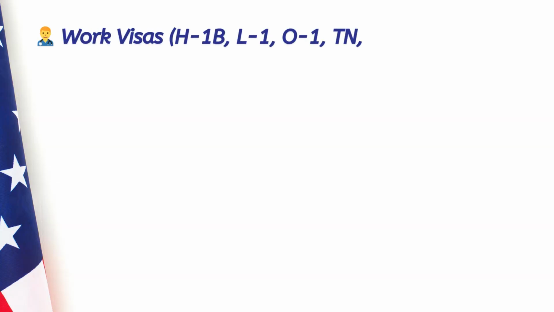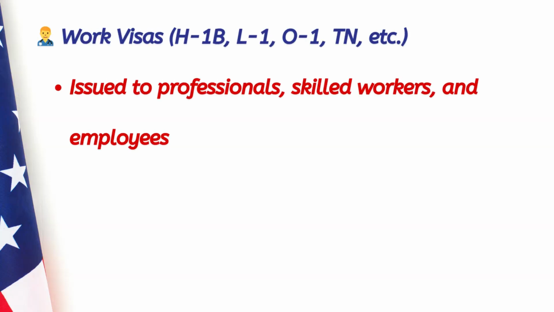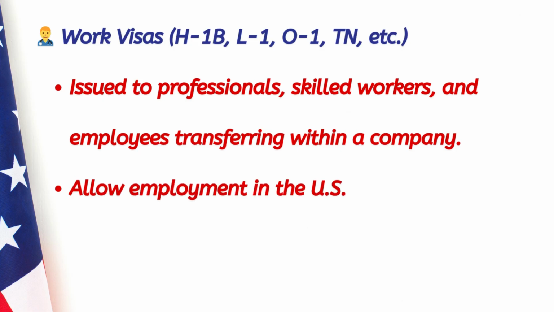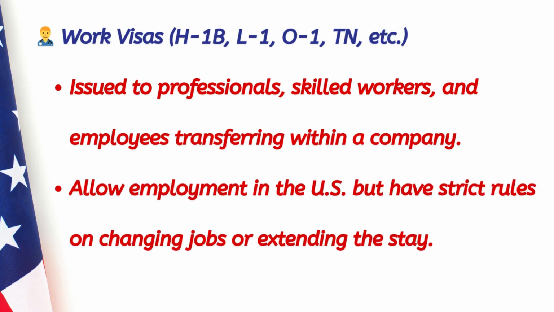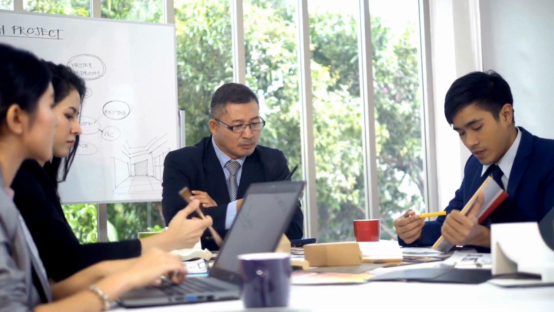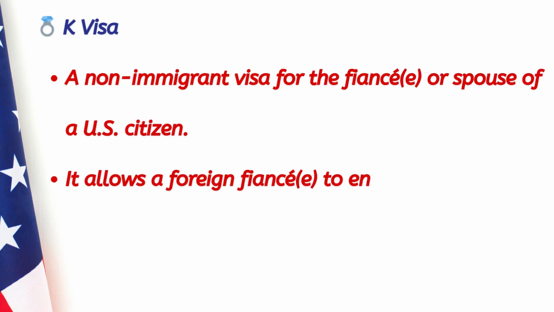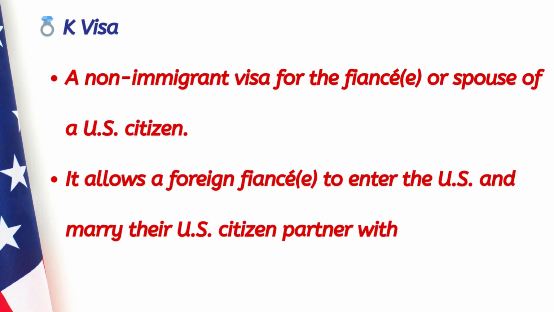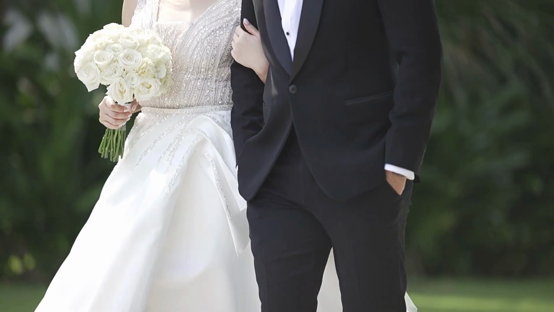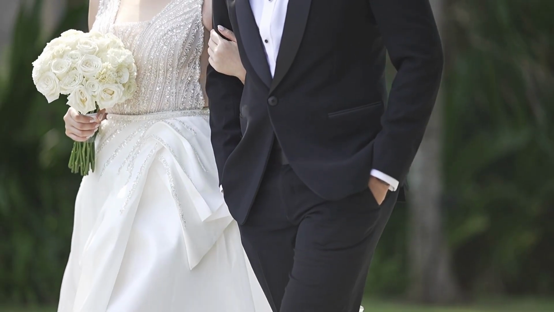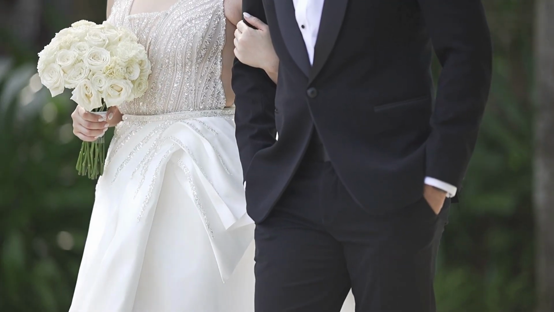The third category are the work visas. These are meant for professionals, skilled workers, and company transfers. For example, H-1B, L-1, etc. These visas authorize employment but often have strict rules on changing jobs or extending stay in the United States. The K visa is also a non-immigrant visa for the fiancé or spouse of a US citizen. The K1 visa allows a foreign fiancé to come to the United States and marry the US citizen partner within 90 days.